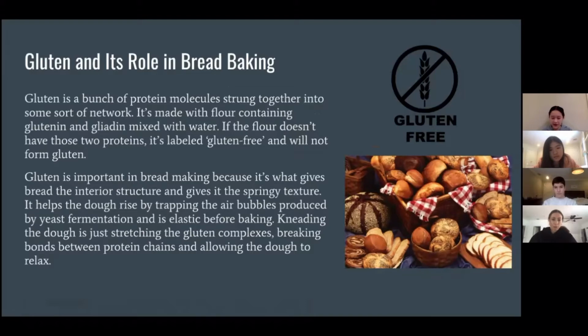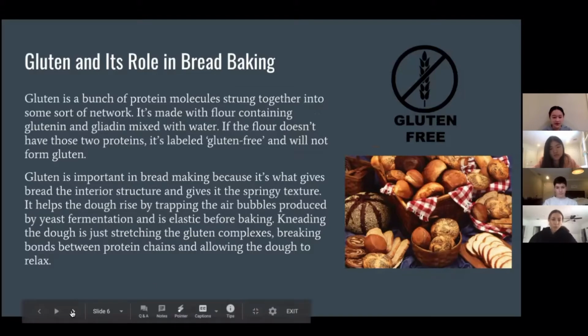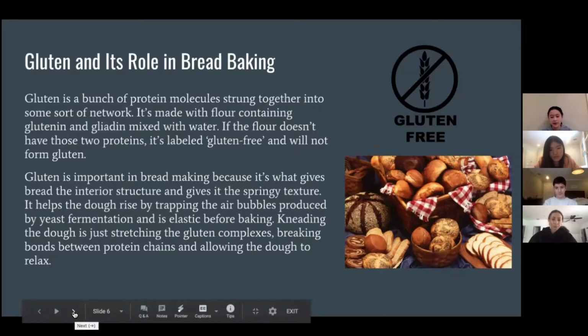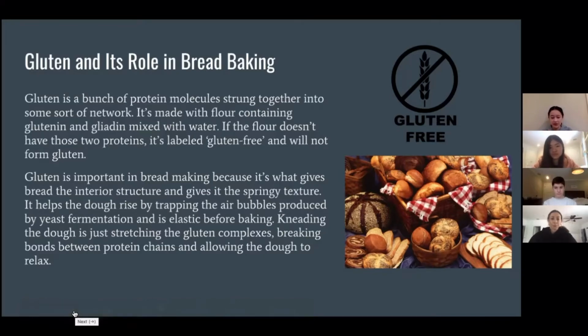It's kind of stringy, and it's what gives bread its texture on the inside. It comes from flour and water mixed together, but that's only with certain flours. Gluten is important in bread because, again, it's what gives bread its structure. It also traps air bubbles on the inside, which lets the dough rise for the bread. It doesn't make it a compact ball of dough.